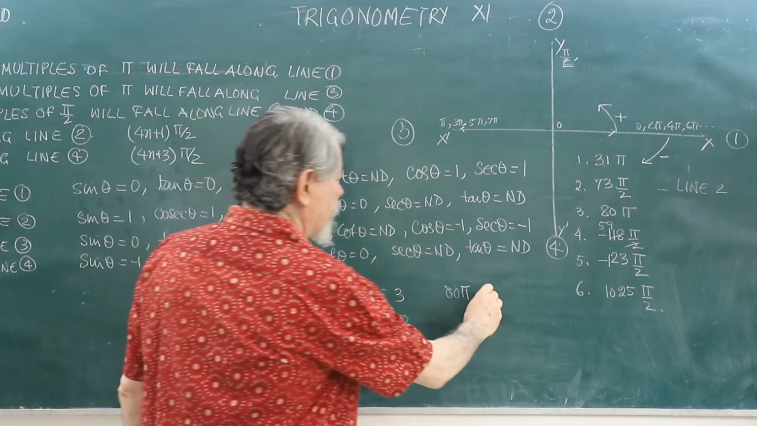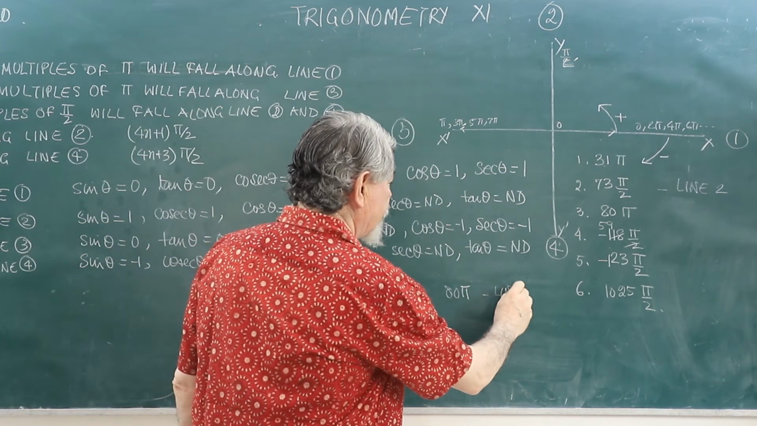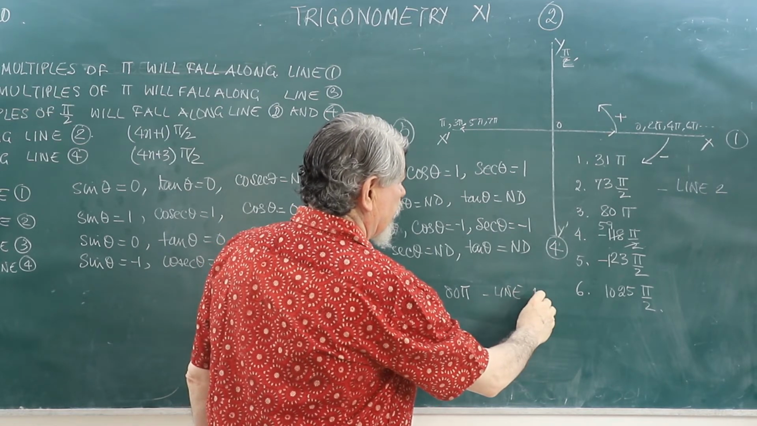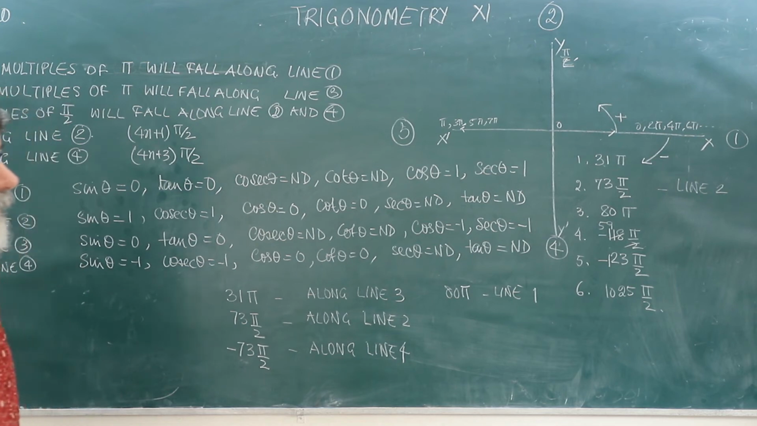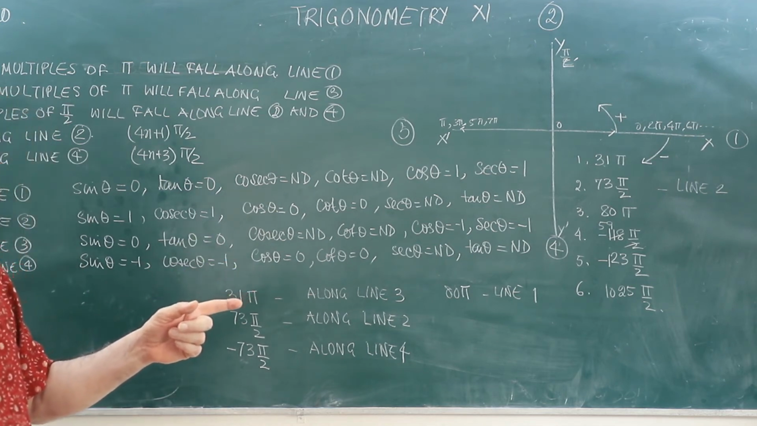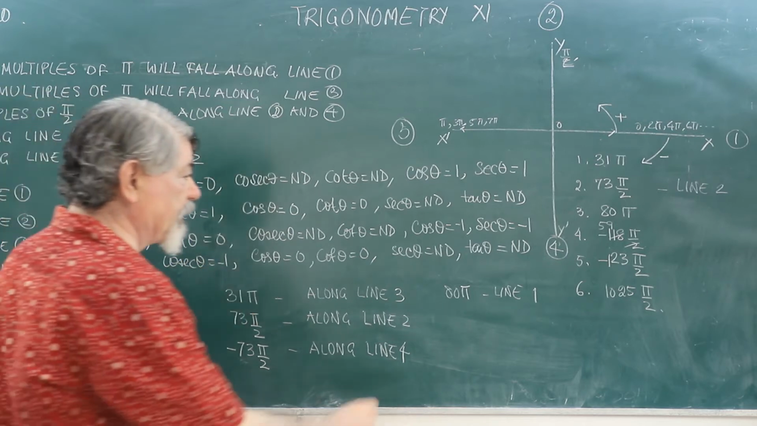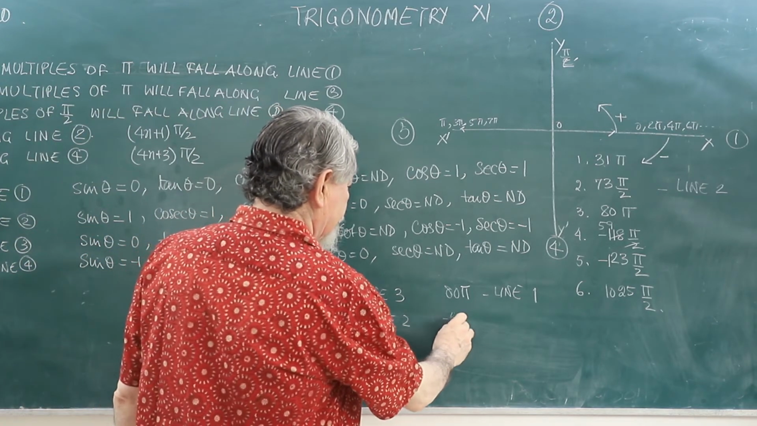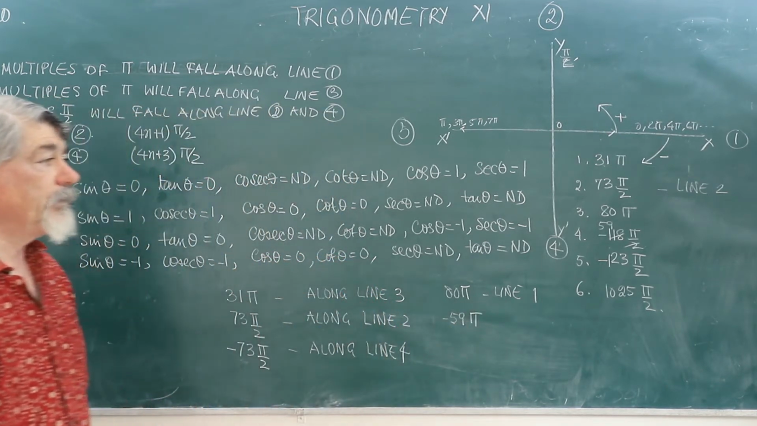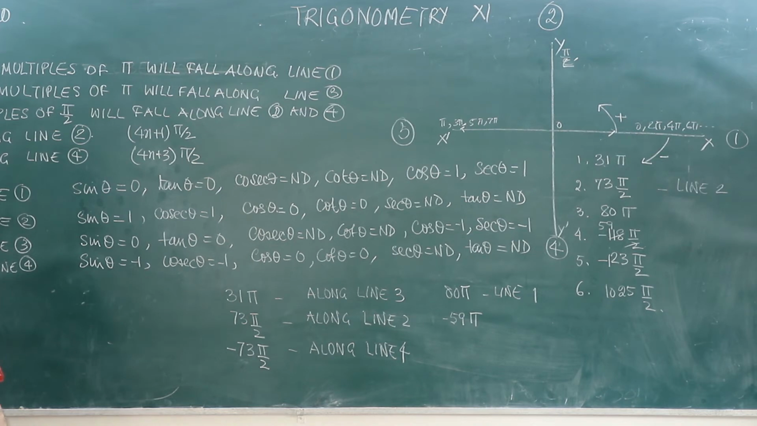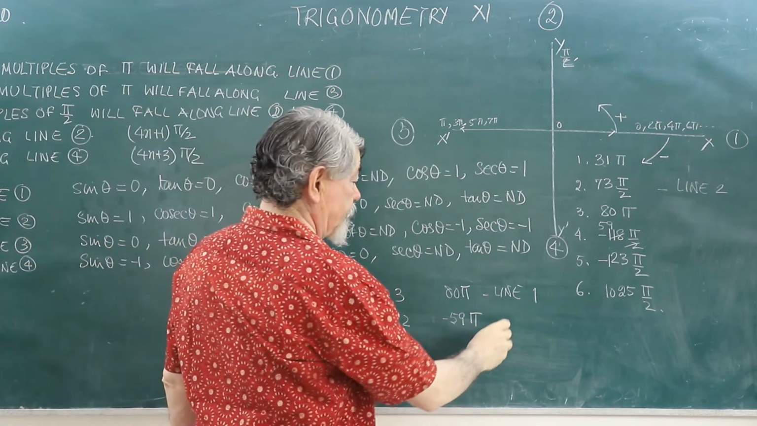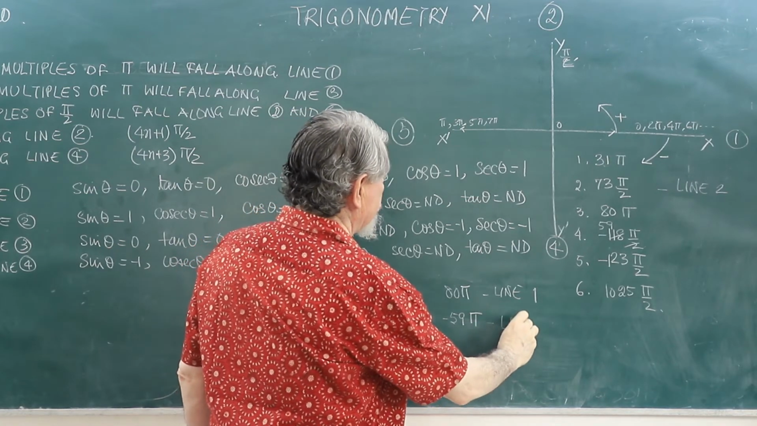If it is 80 pi, it is obviously an even multiple of pi, it will fall along line 1. Why are we doing it? Because it will be easier for you to find out corresponding angles. Like we said, minus 118 pi by 2, so 2 will cancel, it will become minus 59 pi. It is an odd multiple of pi, so it will fall along line 3.